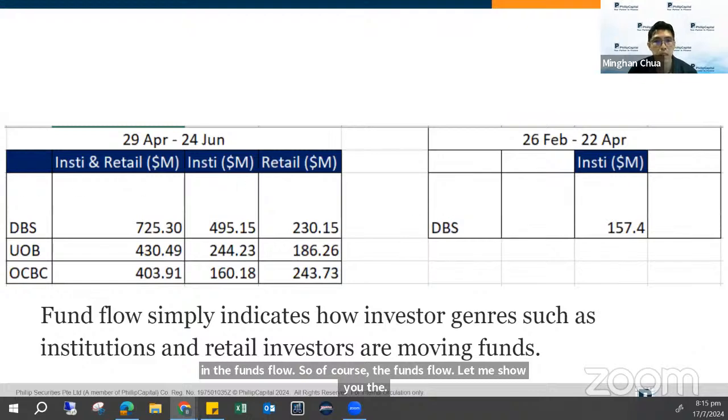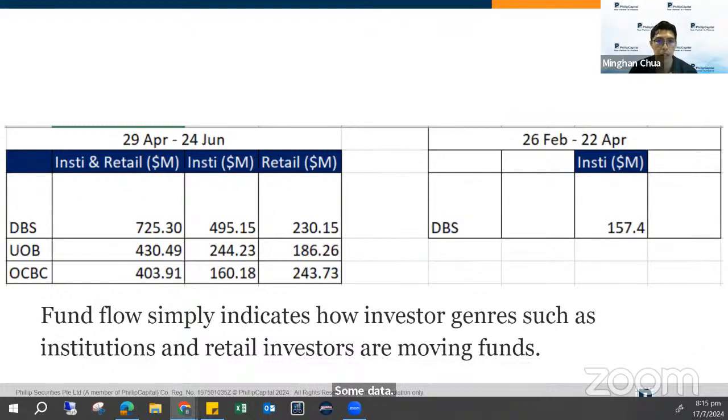Okay, so this is the funds flow data. I'll explain more in a while. Just a disclaimer, the funds flow doesn't mean that when you see a higher net buy, you go and buy, because past performance has no bearing on the future returns of the stock. So I hope you can understand that. If you understand, can you please type a letter U so that I know that you are following?